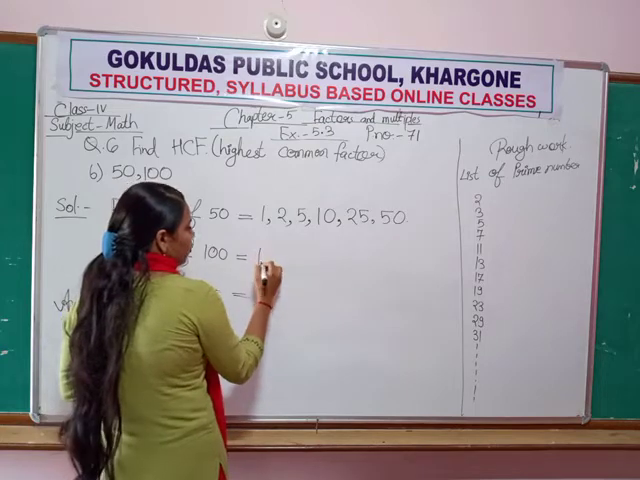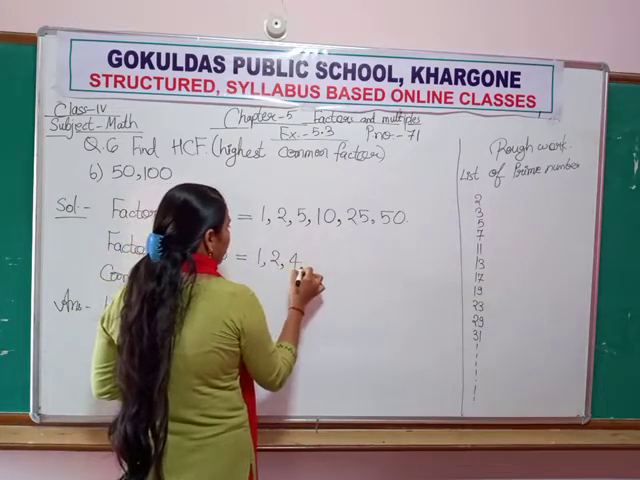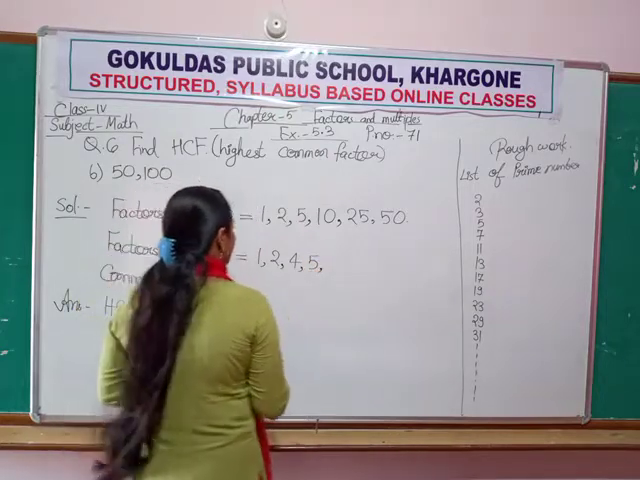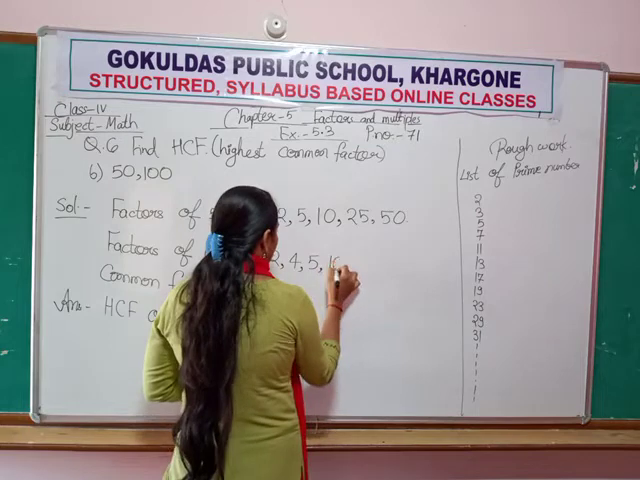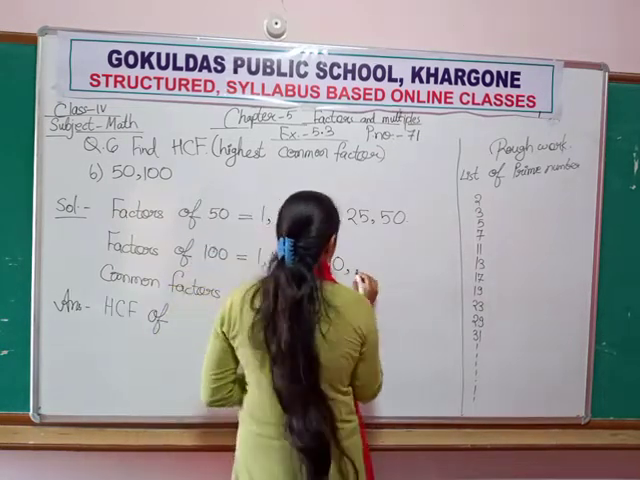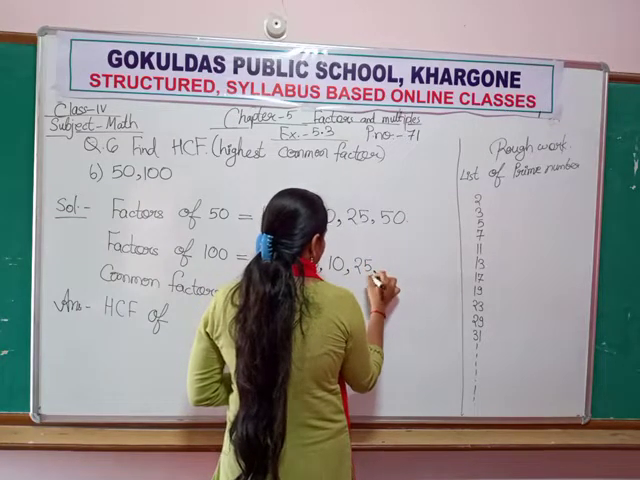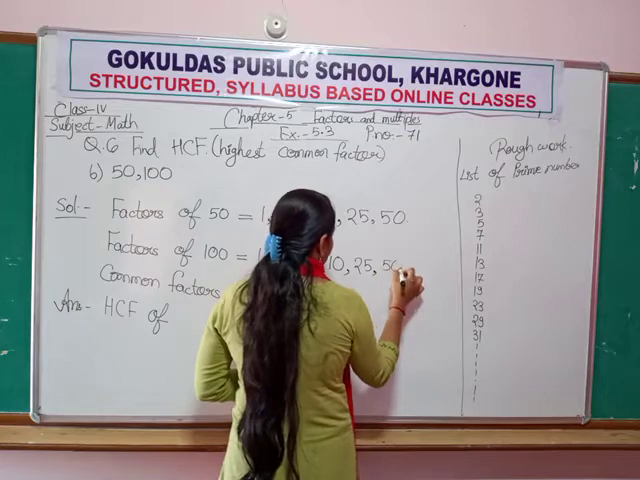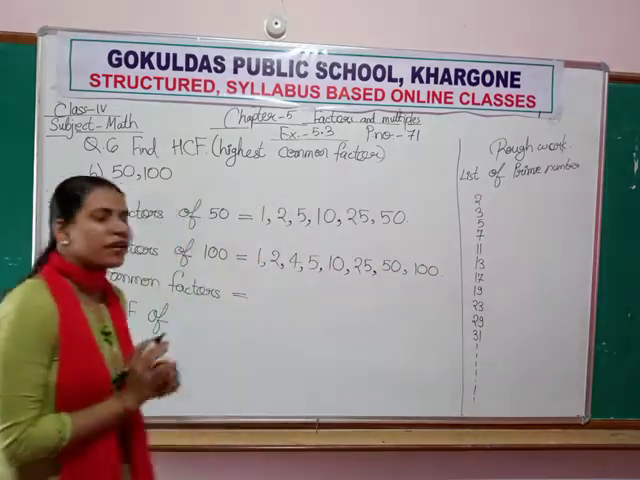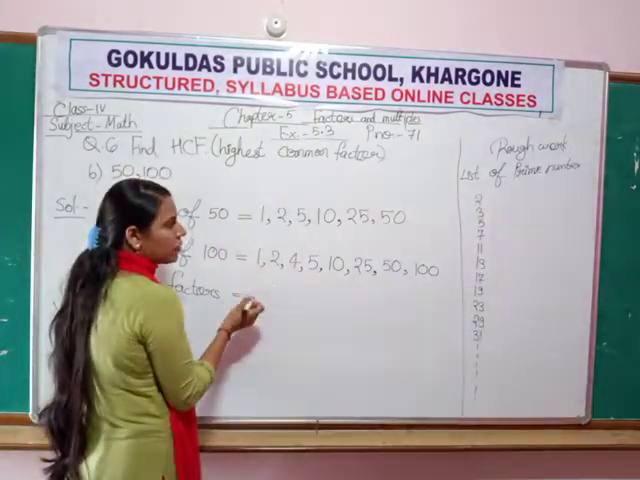Factors of 100: 1, 2, 4, 5, 10, 25, 50 and 100. These are the factors for number 100. Now common factors. So identify the common ones.